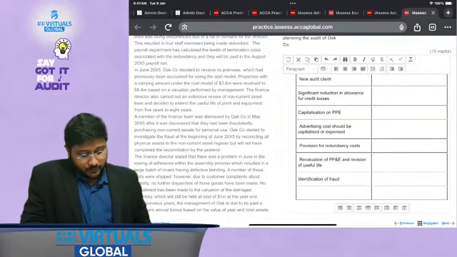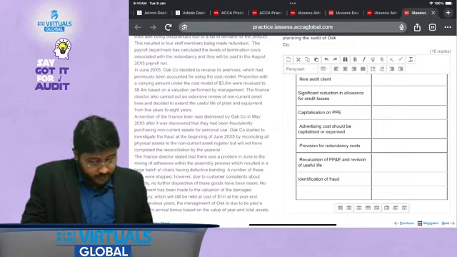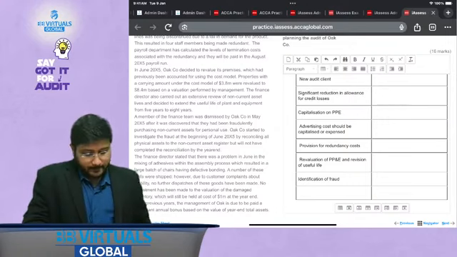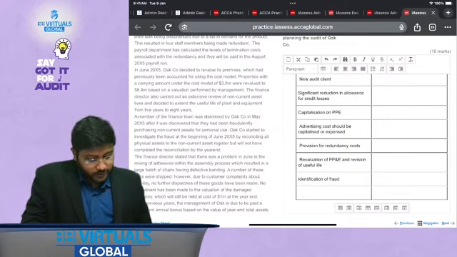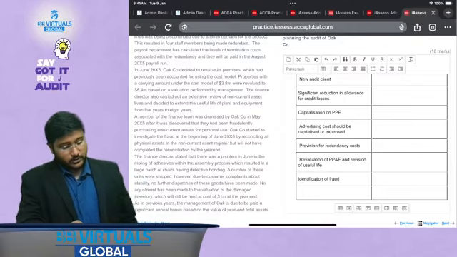Now, the finance director stated that there was a problem in June in the mixing of adhesives within the assembly process, which resulted in a large batch of chairs having defective bonding. Okay, a number of these units were shipped. However, due to customer complaints about stability, no further dispatches of these goods have been made. No adjustments have been made to the valuation of the damaged inventory, which will be held at cost.